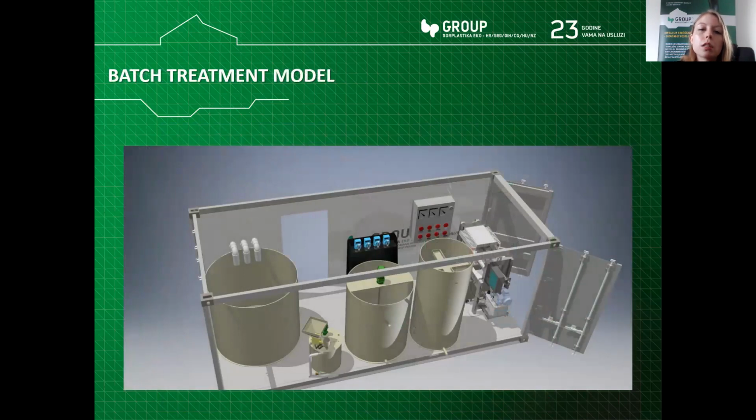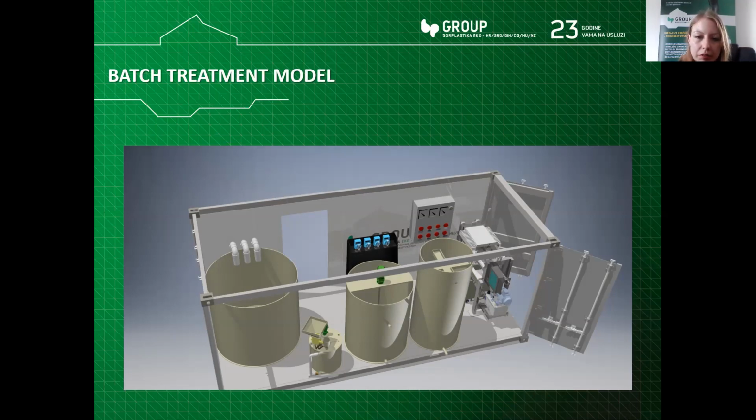On this model we can see a batch treatment that we made for paper industry. On the far left you can see the equalization tank. If the wastewater quantity is smaller, the equalization tank can be put in a container with the remaining equipment, like this. Next to the equalization tank is a small polymer preparation station.